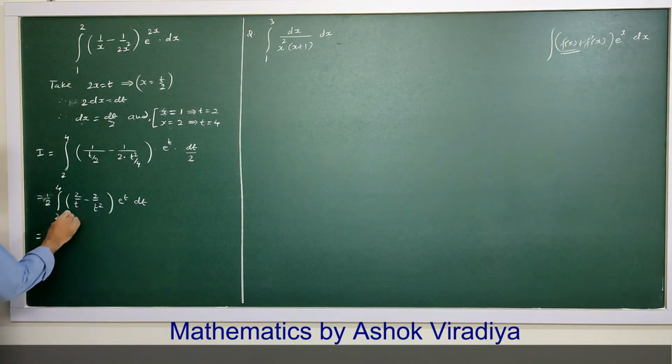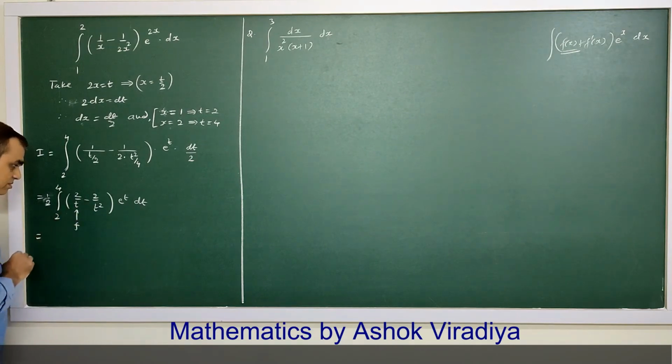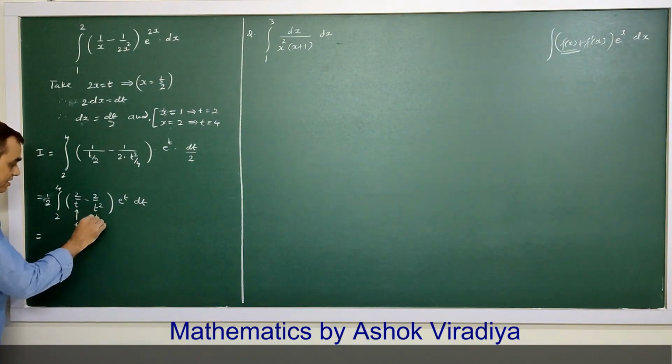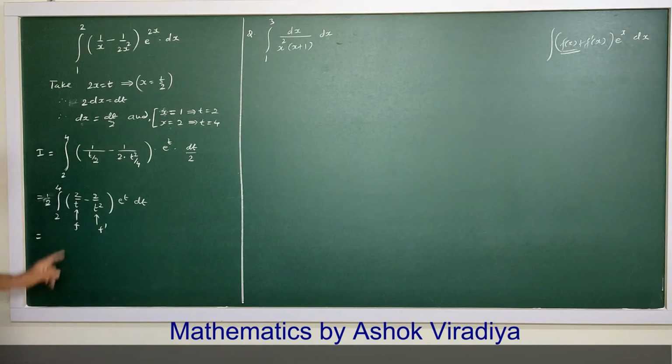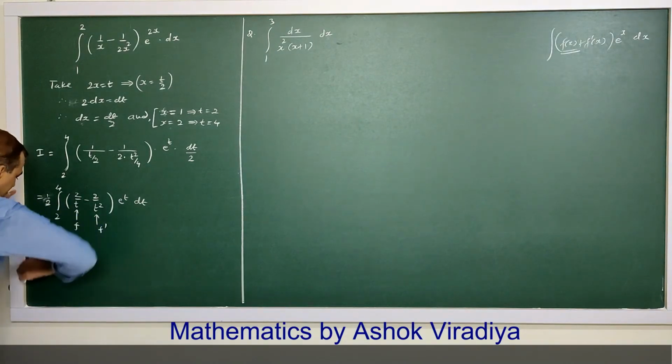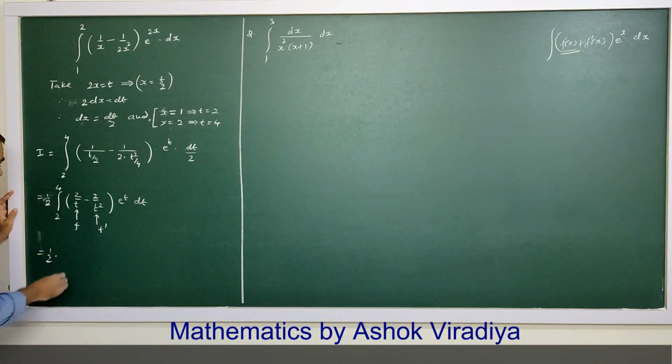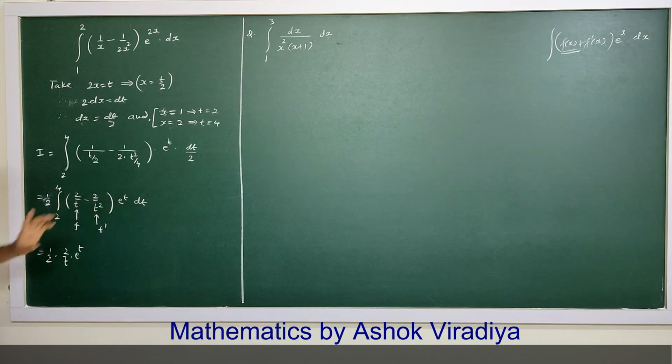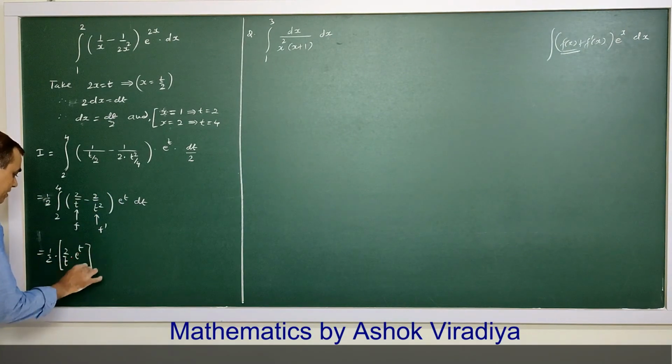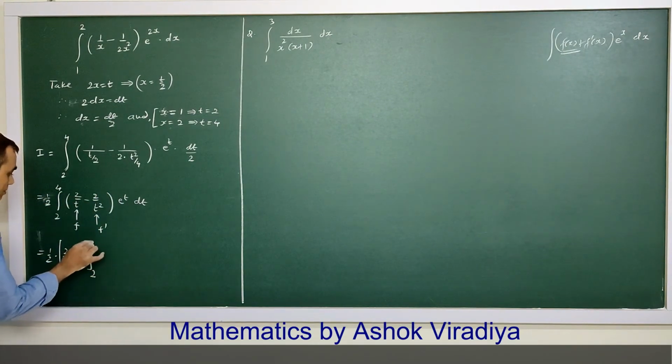Now look, this is f, a function of t, and here this is its derivative. Derivative of 2 by t is minus 2 by t square. So it is like f(t) plus f dash (t). So its integral is equal to f(t) into e raised to t, with lower limit 2, upper limit 4.